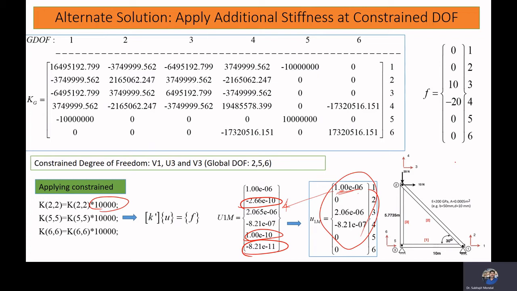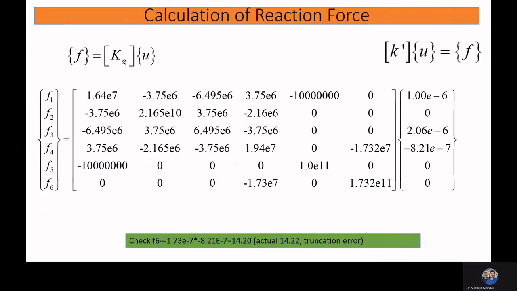If you know all the displacement quantities and all the reaction forces, or you can say our nodal forces, then only we can say that we have solved our problem. So now we will try to see how we can obtain the nodal forces. We have obtained this matrix K dash, which is basically our Kg global matrix with constants, and this is U, that is equal to the force vector.